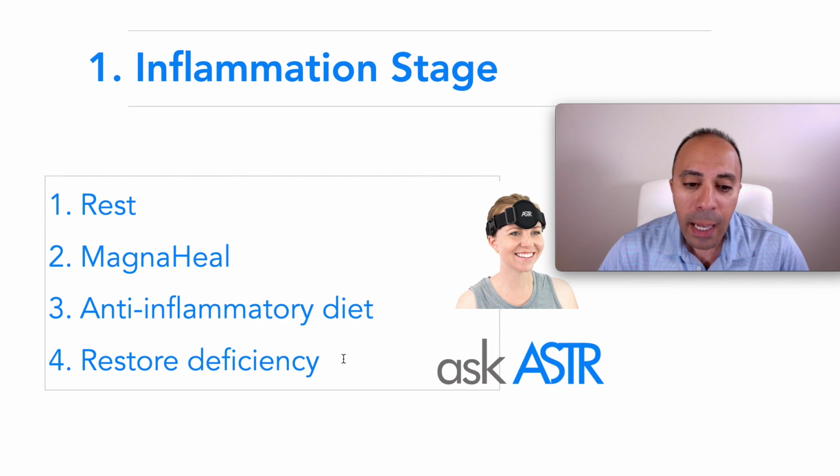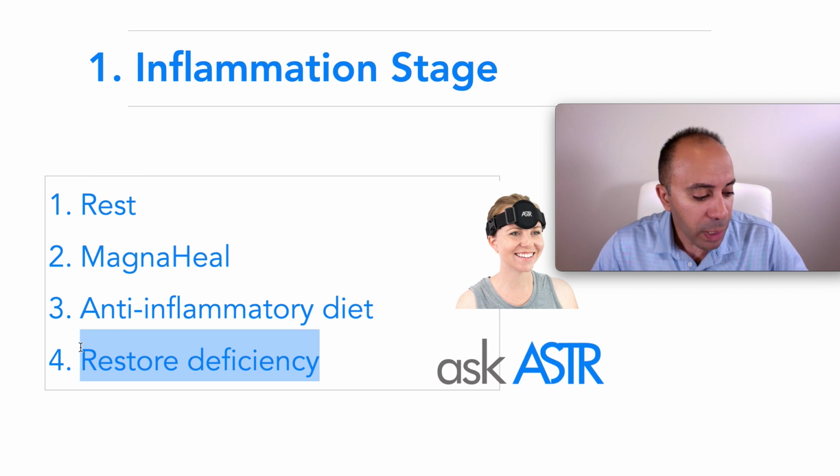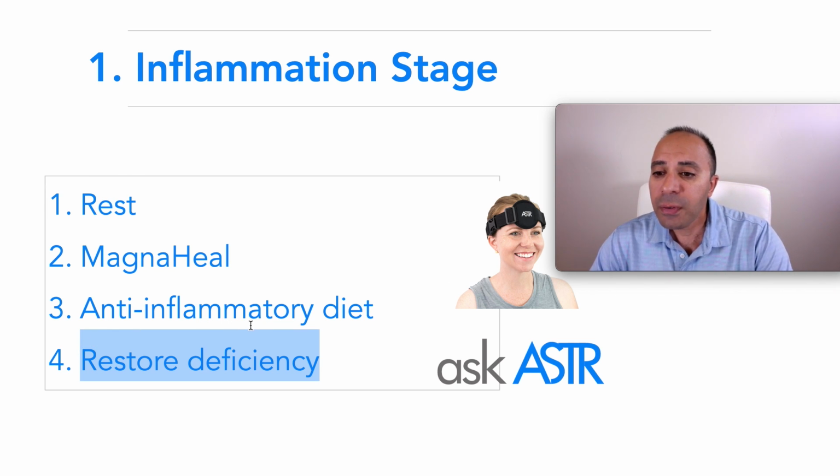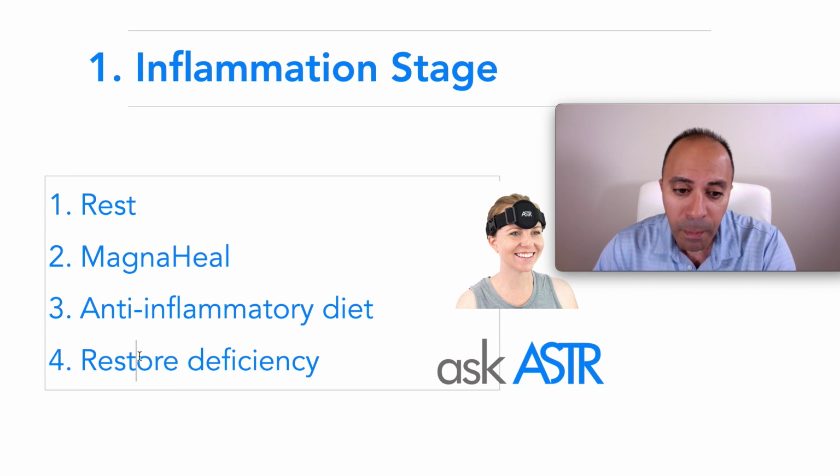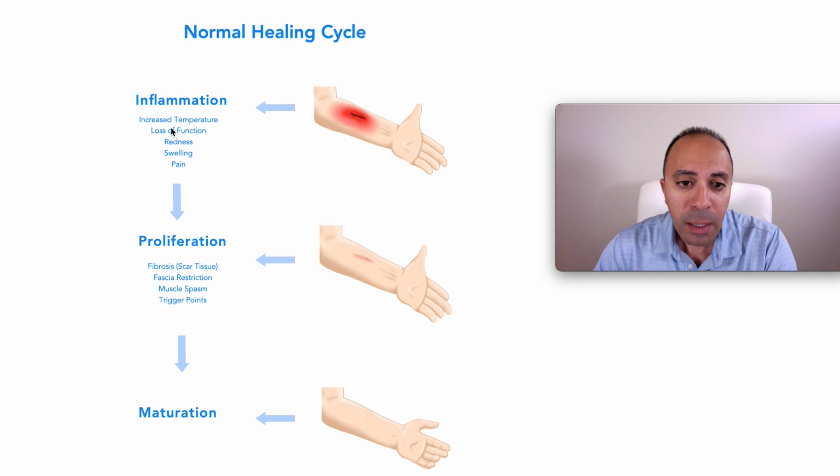Here's another thing that a lot of healthcare providers overlook: if you have a vitamin or mineral deficiency or hormonal imbalance, your body is never going to move smoothly from inflammation to proliferation to maturation.